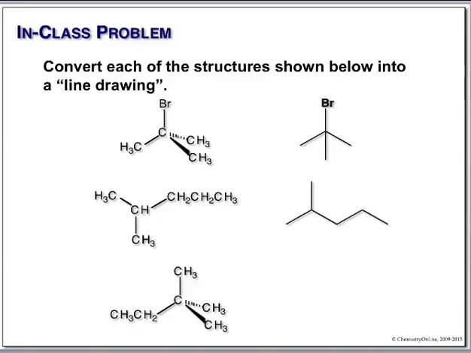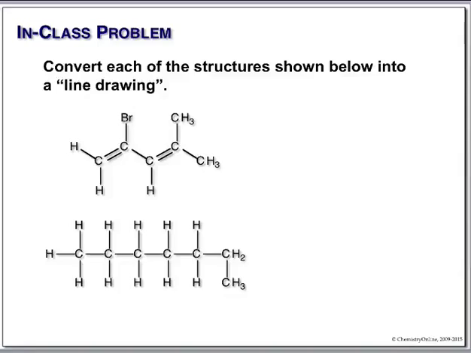What's our longest chain here? One, two, three, four. Right? And on this carbon, we have 2 CH3 groups. Once again, you can flip it upside down, sideways, stand it on its head. It's all the same. Any questions? Two more.